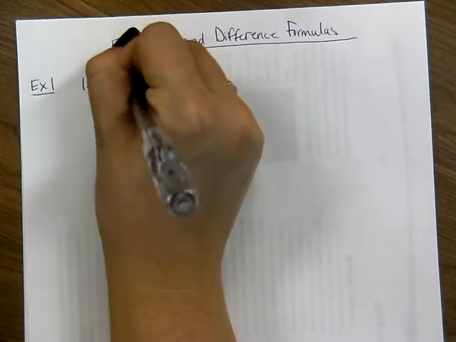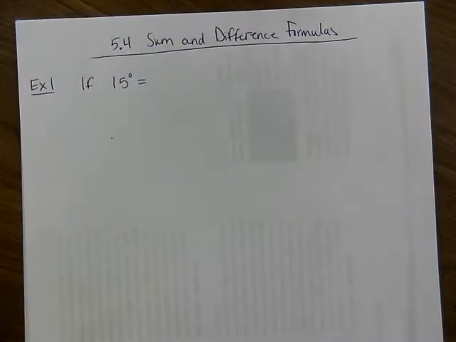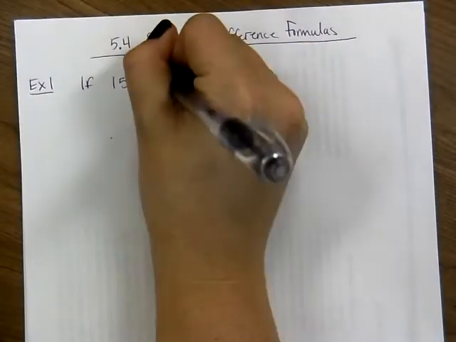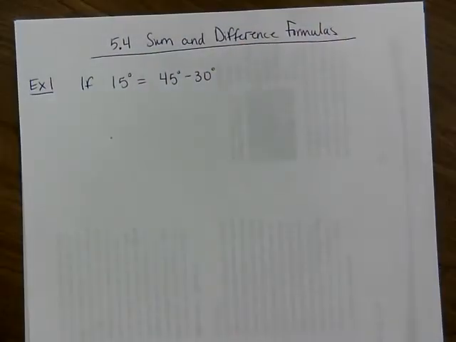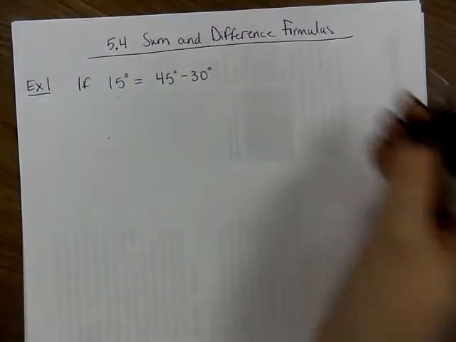Well, let's think about this. If you have 15 degrees, 15 degrees is not a unit circle value, correct? But you can represent it differently using unit circle values. Do you agree that 45 degrees minus 30 degrees is 15 degrees? Now, 45 degrees and 30 degrees are unit circle values, and that will help us. So what you want to do is choose values that will either add or subtract to the angle we're really looking for.